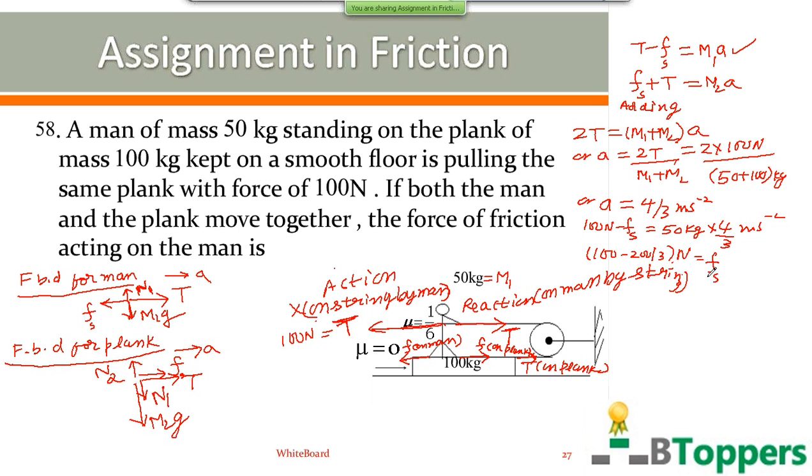You can try to simplify it yourself. Come on, copy down and complete the simplification. You get the magnitude of static friction between the two as 100 by 3 newton. That's the answer. So the magnitude of static friction is less than the limiting value.